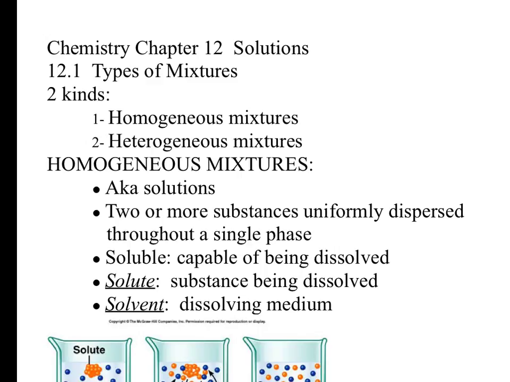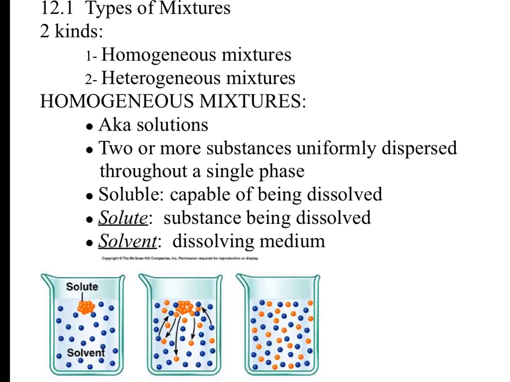So there's two kinds of solutions, or two kinds of mixtures, I should say. Homogeneous mixtures and heterogeneous mixtures. The homogeneous mixtures are going to be also known as solutions. So we usually use this word solution almost too broadly. Solutions have to be where the substances are uniformly dispersed throughout the phase.